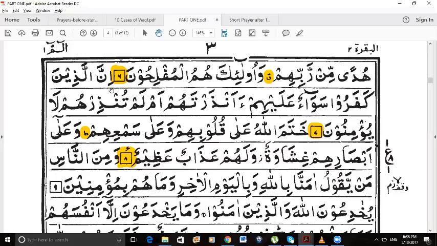A'udhu billahi minash shaitanir rajim. Bismillahir rahmanir rahim. Innal ladzina kafaru sawa'un alayhim anzartahum am lam tunzirhum la yu'minun.